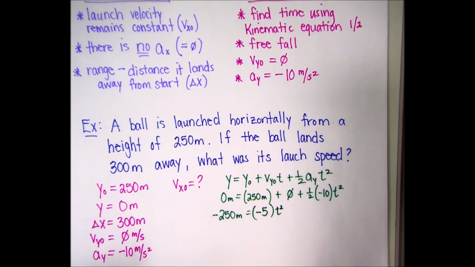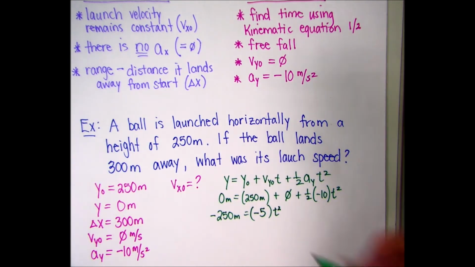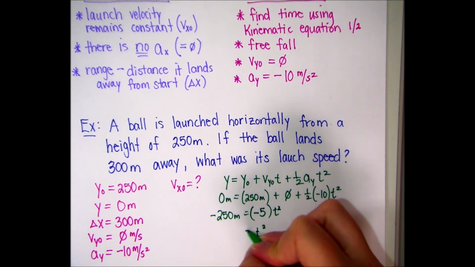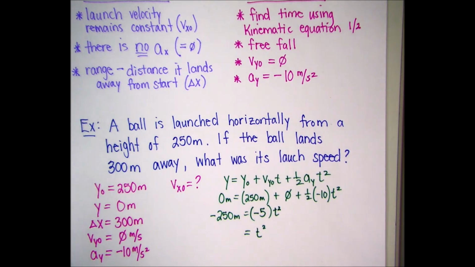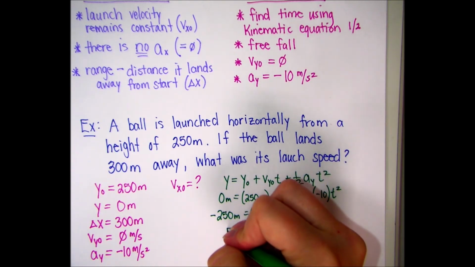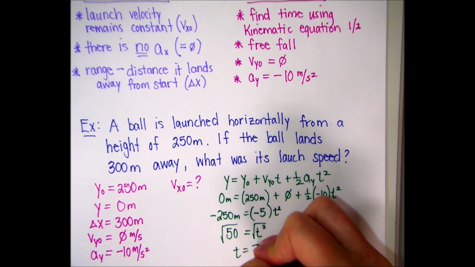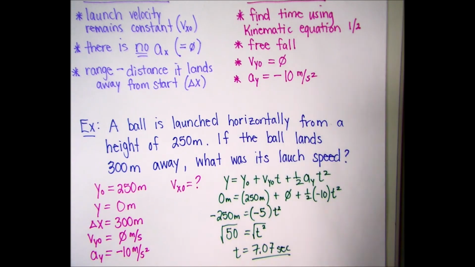And you don't have to worry about your units carrying through. It all works out in the end, I promise. Okay, now I'm going to divide both sides by -5 to get t squared by itself, and then take the square root of both sides. So the time of flight is 7.07 seconds.